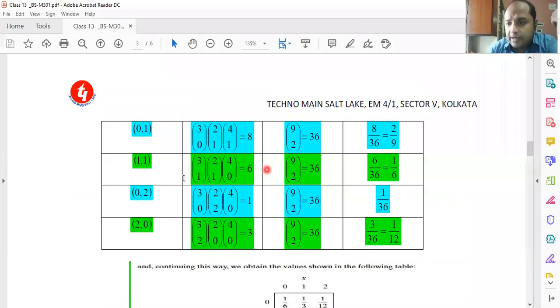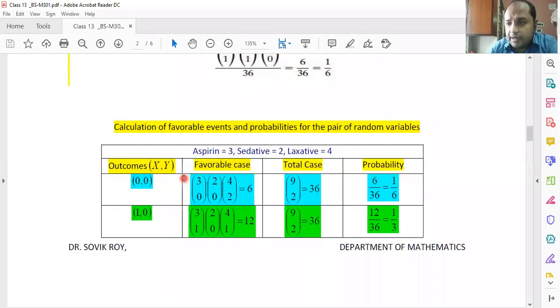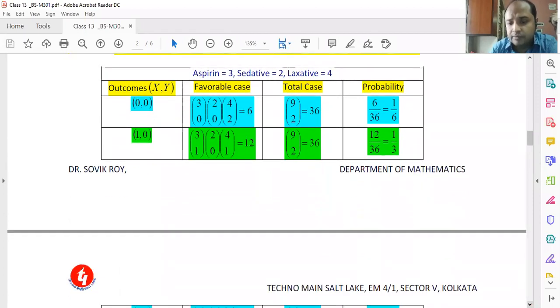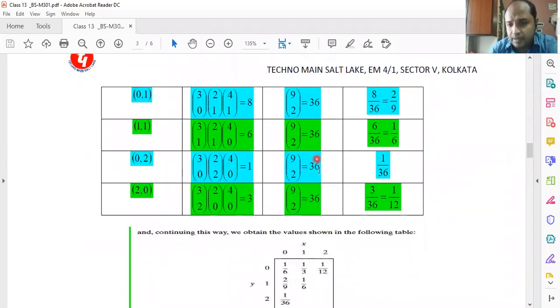We need to find the probability distribution. We need to find the favorable case and the total case. Now, since 2 caplets are chosen out of 9 caplets, why 9? Because if we add these figures, 4 plus 3 plus 2, we get 9. So out of 9 caplets, 2 caplets can be chosen in how many ways? 9C2 ways. 9C2 is 36. So for all possible pairs, my total case is 36 always. So the value of the third column is the same. It has not changed. The total number of cases is 36.